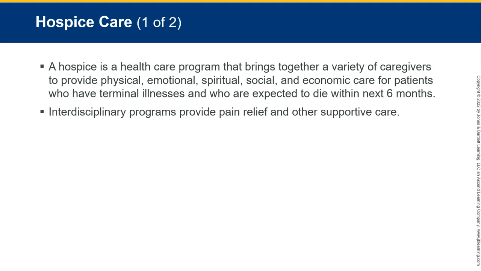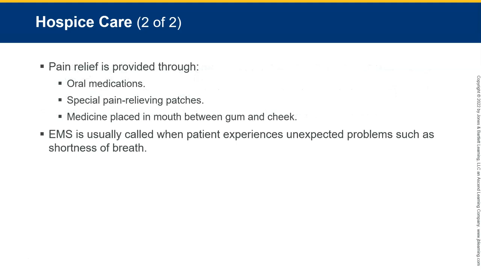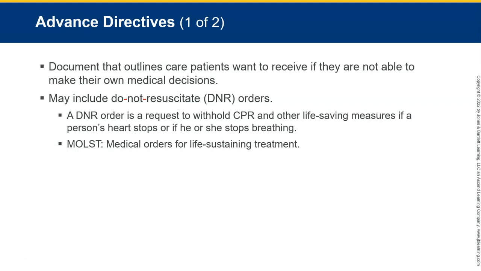One of the goals of hospice is to provide pain relief without the use of needles or IVs. So it's provided through oral meds, maybe special pain-relieving patches, or medicine placed in the mouth between the gum and the cheek. EMS is usually called when a patient experiences unexpected problems such as shortness of breath. So if you're called, it's important to know the purpose of hospice and what type of care it provides. Patients who are under the care of a hospice may have advanced directives, and they typically will have DNRs, requests to not be resuscitated.